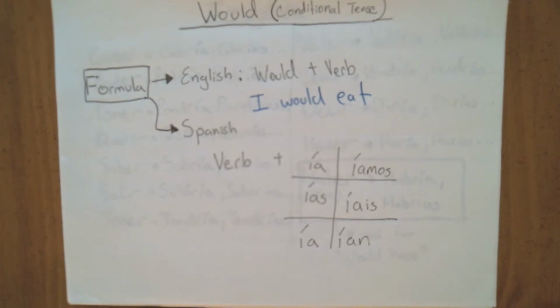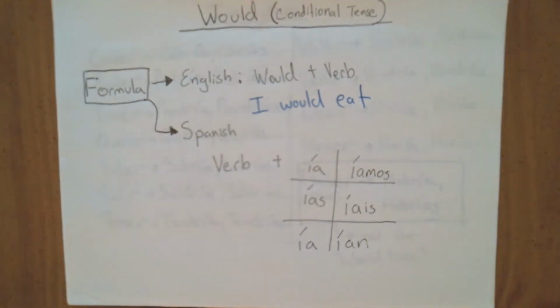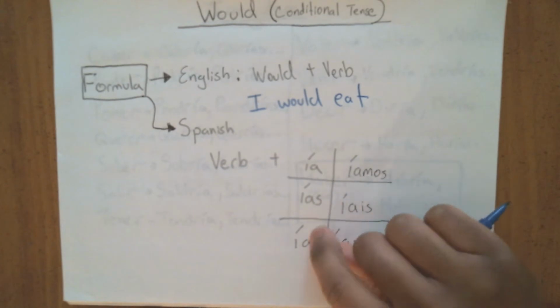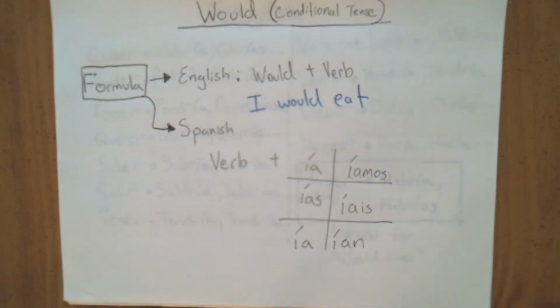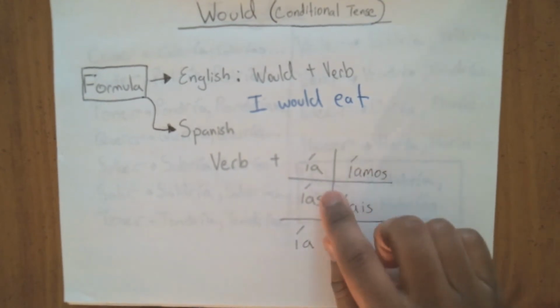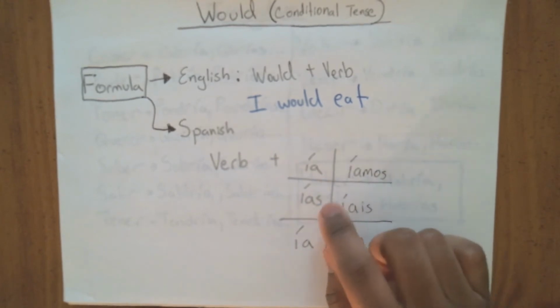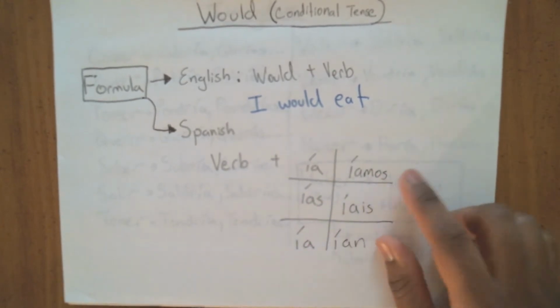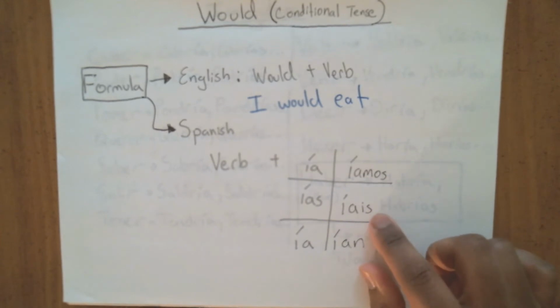Well, in Spanish, you don't really need a separate word to form the thought would. All you do is take your verb and then you add endings to the verb in order to let you know that that verb is in the would form. And I have drawn a 6 box right here of the different endings that you add to your verbs. It's ía, ías, ía, íamos, íais, and ían.